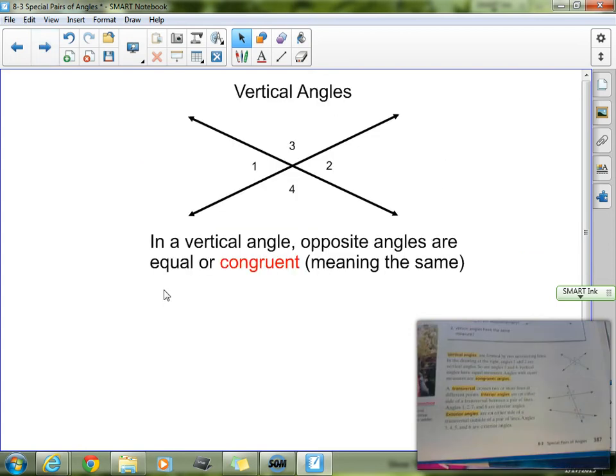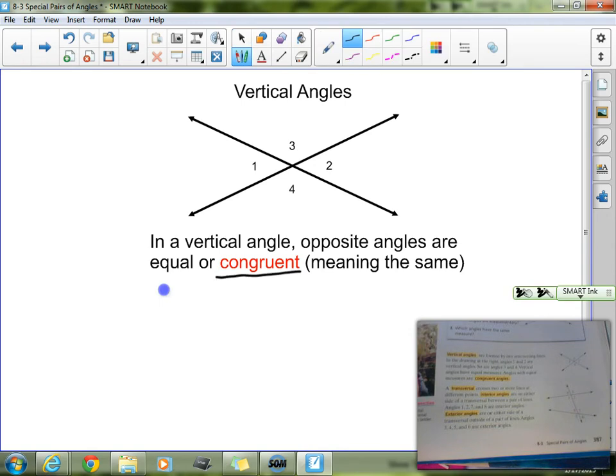Alright, next we're going to learn two more specific groups of angles. The first one we're going to learn is about vertical angles, and you see it on the board. A vertical angle is simply when two lines cross, when they intersect, and it makes opposite angles that are equal or congruent. This is a very important word, congruent. We're going to be using it a lot in class. Congruent simply has the idea of equals or is the same.